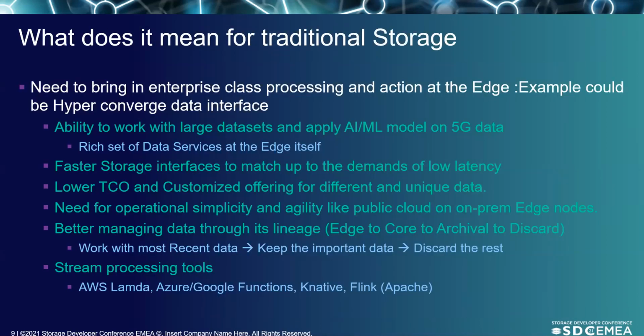So what does that mean? For traditional storage, that means that you're basically bringing in the enterprise class processing and action at the edge itself. Some of the ability to work with these large data sets at the edge itself and apply the AI/ML model on the raw 5G data, the rich set of data services that you need to now provide at the edge itself. Because you need to provide these actionable insights much faster to the end user rather than waiting for the turnaround time to go back to the core storage and come back.